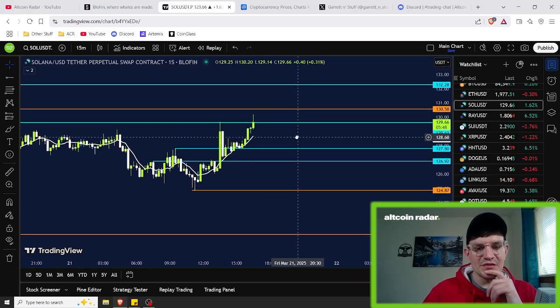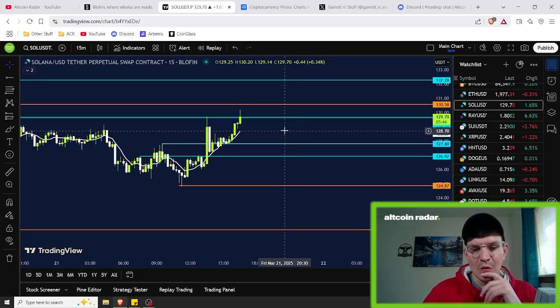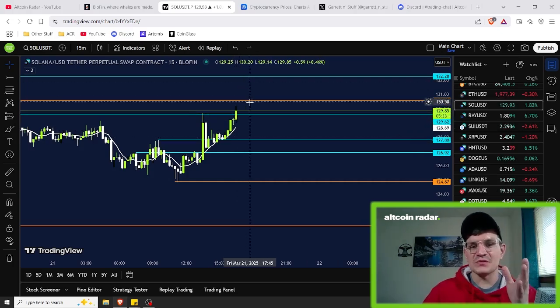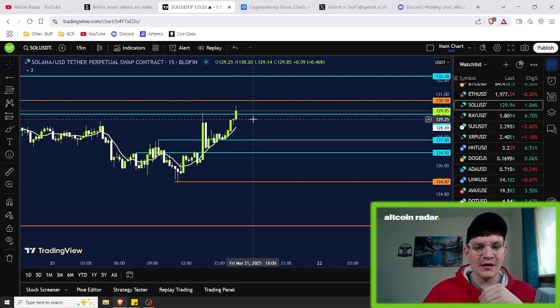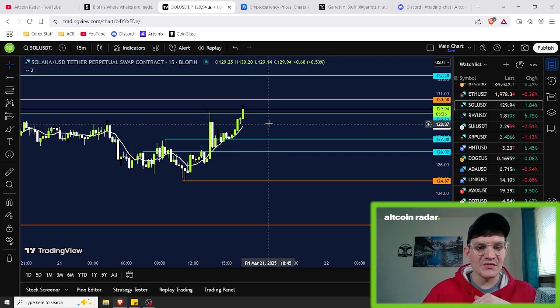So what I like to do here now is I'm going to be looking for price action to cross or start coming down or failing at one of these levels, whether it's a larger level or a local level. I want to be looking for price action to reach that point and then reject it to the downside, all right?